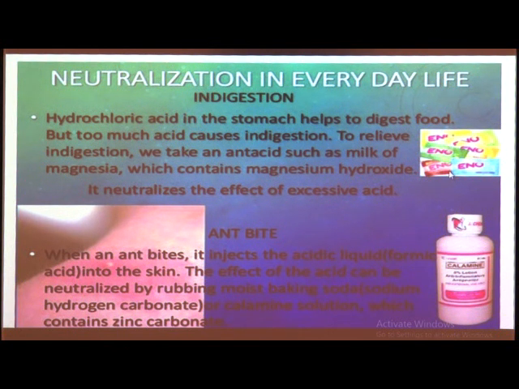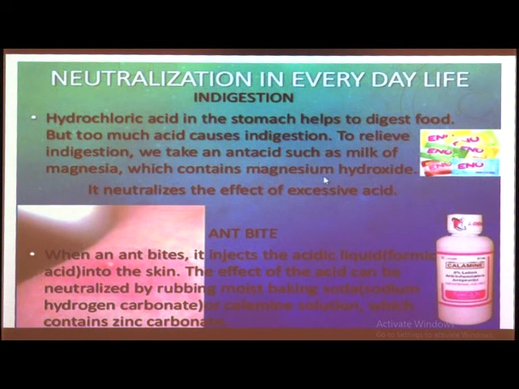pictures of ENO. Whenever you feel that acidic feeling, acidity, then you can take this ENO. Also at home, if your grandmother or grandfather is there, they will tell you to take cool or cold milk, which will also help you to relieve from this suffering of acidity. This contains magnesium hydroxide.